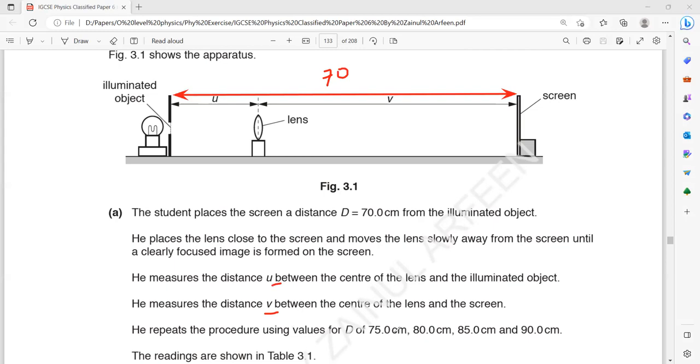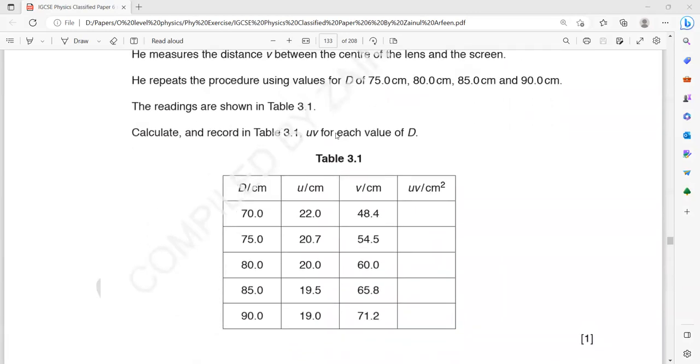Then he repeats the procedure using different distances between the screen and the illuminated object, like 75, 80, 85, and 90. The readings are shown in figure 3.1. So you can see the readings are there. We have to calculate and record these values in table 3.1: uv for each value of d. uv means u multiplied by v.